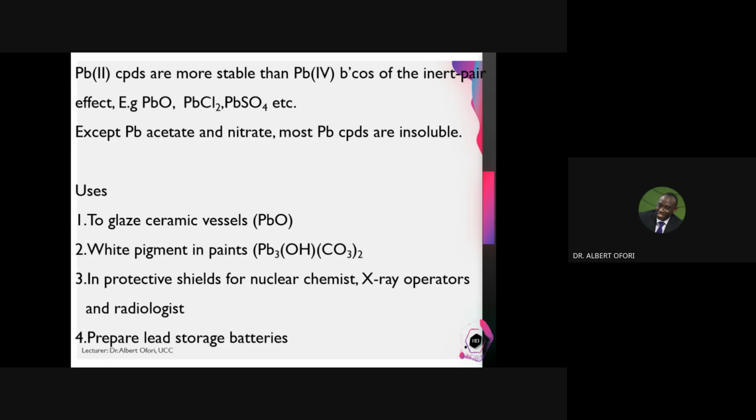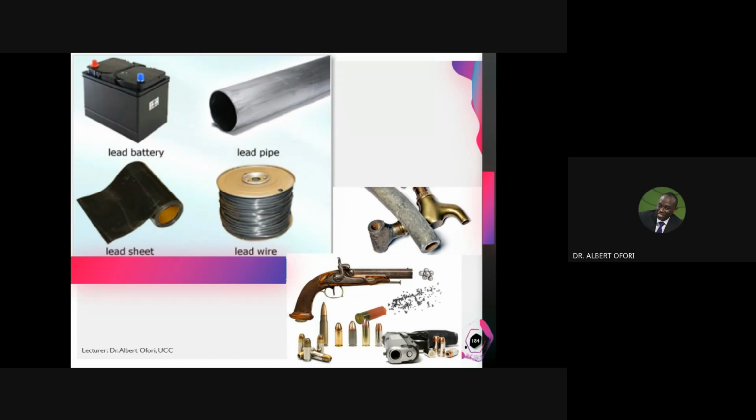Again, we'll see that we use lead, especially lead oxide, in ceramics, in paint, and of course as a shield, for example, when operating with radioactive species like X-ray radiation, we can use lead as a shield there. And just as I mentioned, we use lead in lead batteries. So basically, that's what we know. We use lead also for this.